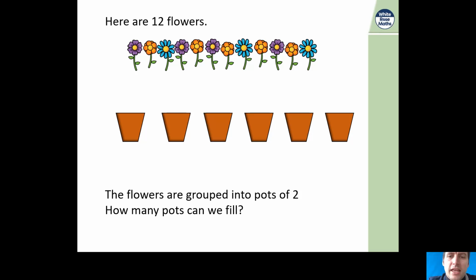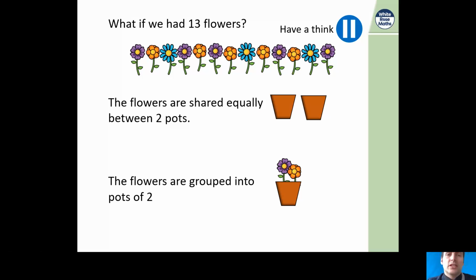Okay, then here we've got our flowers again, and each pot will just take a group of 2. So 1 pot with 2, another pot with 2, another pot with 2, another pot with 2, another pot with 2. Very lucky person with all these flowers in pots. And finally, another pot with 2. Okay, and we end up there with 12 divided by 2 is 6, so 6 pots with 2 in each.